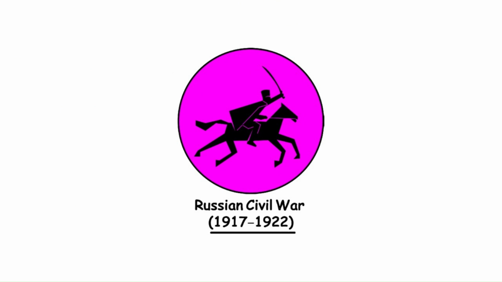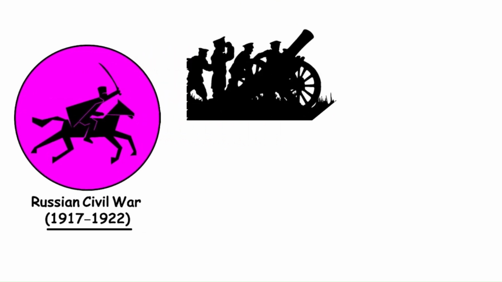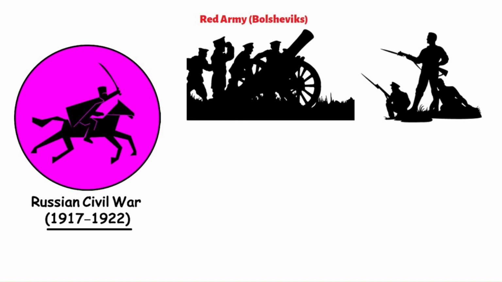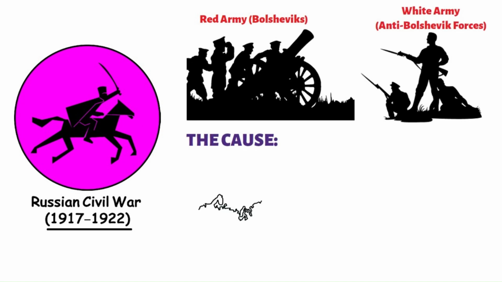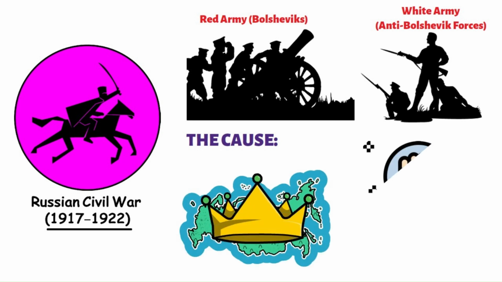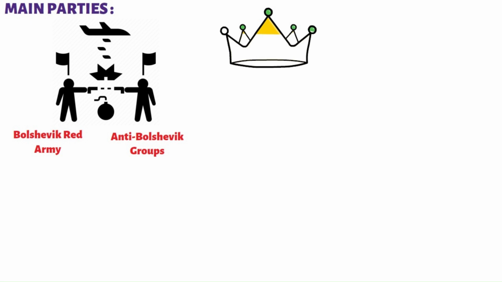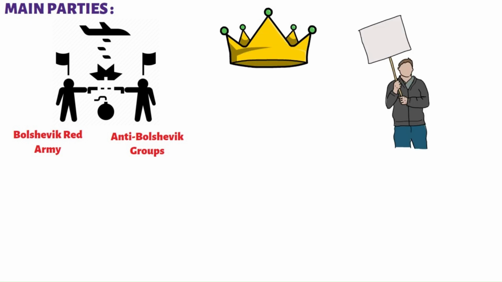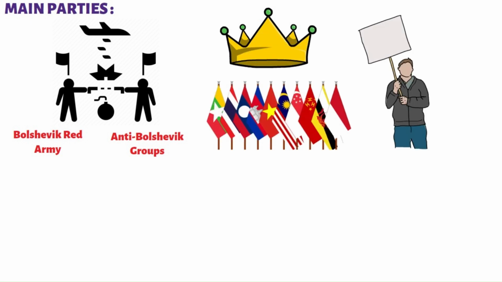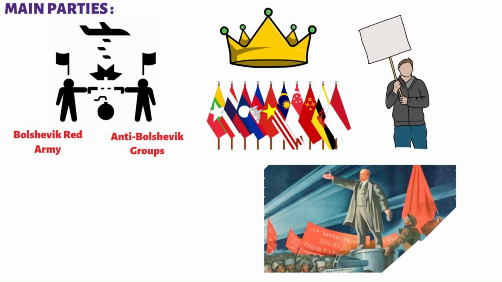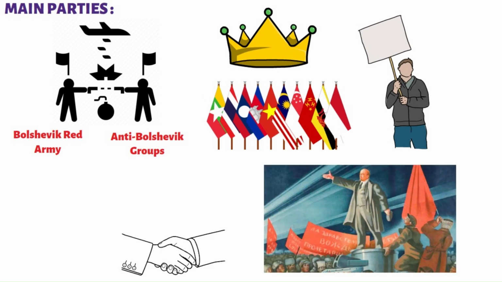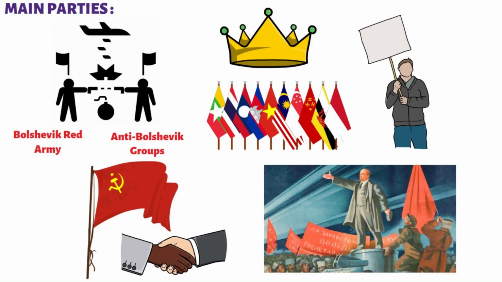Russian Civil War, 1917 to 1922. The Russian Civil War was fought between the Red Army, Bolsheviks, and the White Army, anti-Bolshevik forces. The cause was the struggle for control after the Russian Revolution of 1917. The main parties were the Bolshevik Red Army and various anti-Bolshevik groups, including monarchists, conservatives, and foreign interventionists. The war ended with a Bolshevik victory, leading to the establishment of the Soviet Union.